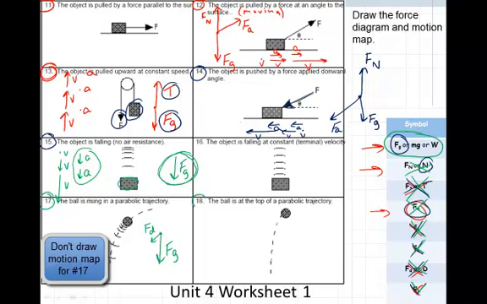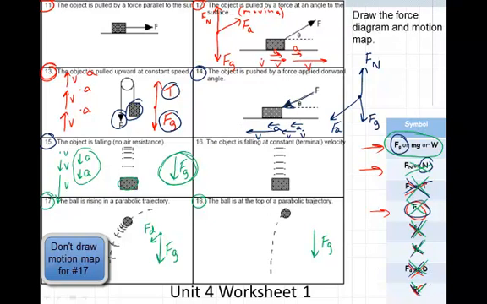18 is an interesting one. Let's just go ahead and do that one. It's the top of its parabolic trajectory. So obviously there's a force due to gravity. No normal force because it's not in contact with a surface. No string, so there's no force of tension. No applied force. No static or kinetic frictional forces. Is there drag force? If there was, there probably wouldn't be enough to matter, and no elastic force.